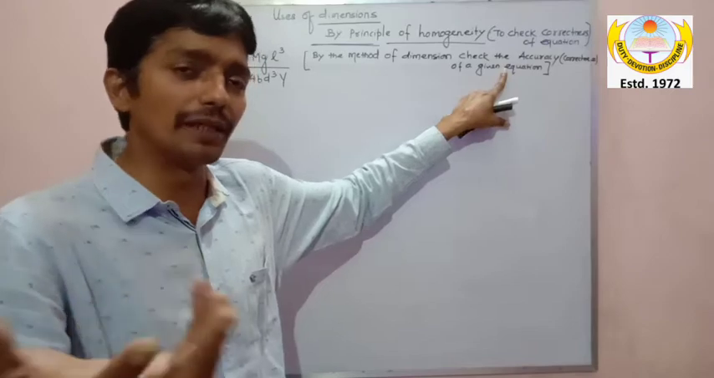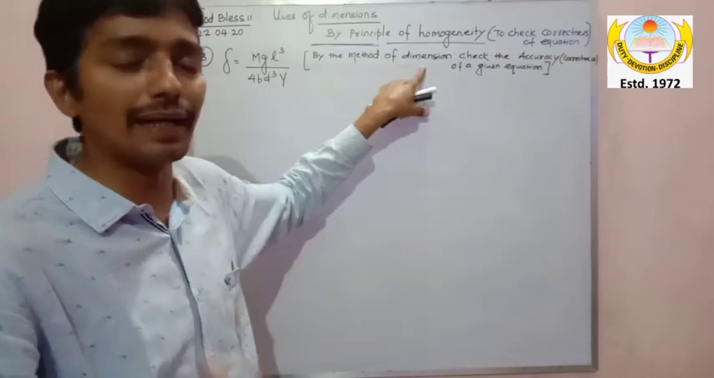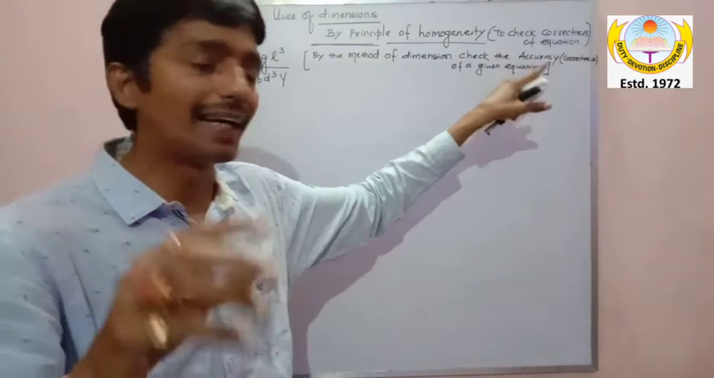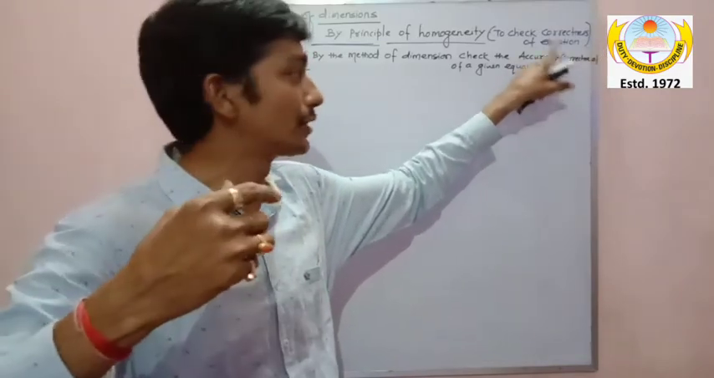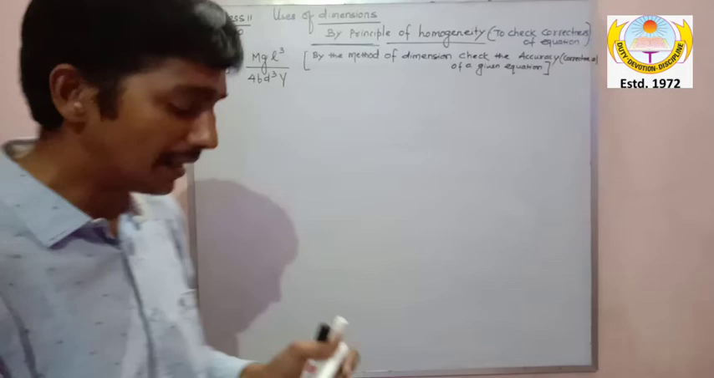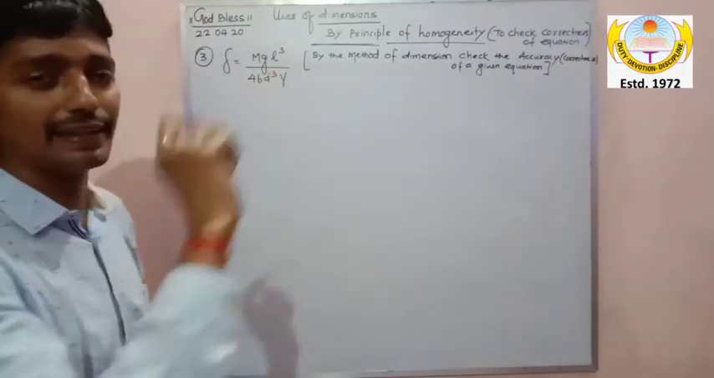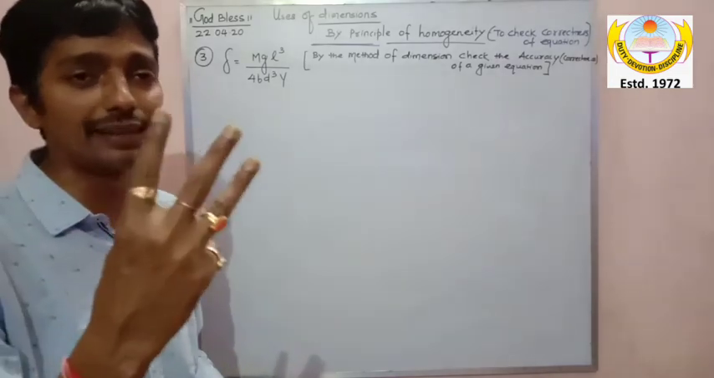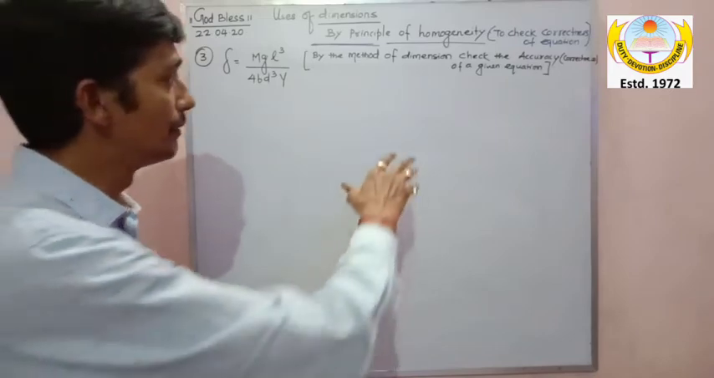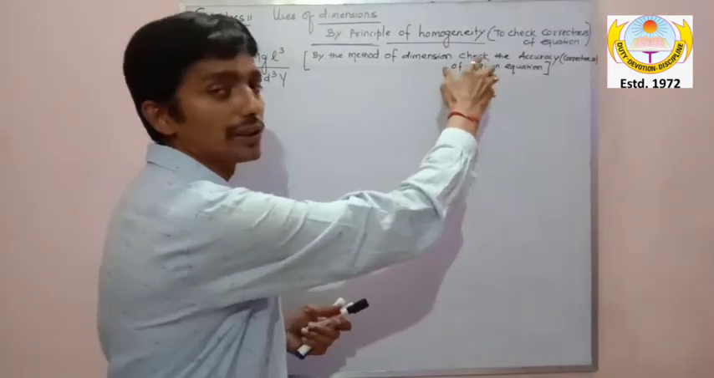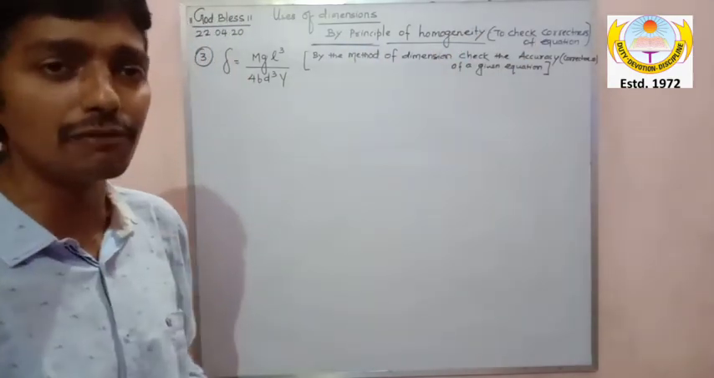So in the exam, if the question says, by the method of dimension check the accuracy, accuracy here doesn't mean error accuracy. Accuracy here means correctness. Check the correctness of the given equation. This is how the question will be interpreted in the exam, and you should be aware of it, because there are three uses of dimension. If it says use the dimensional method, check the accuracy, immediately you should understand that you have to use the principle of homogeneity.